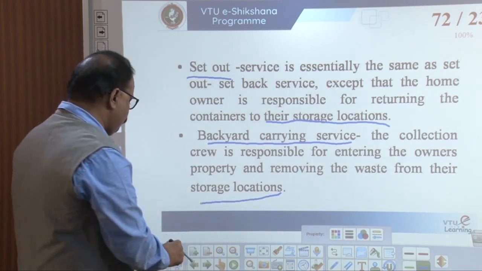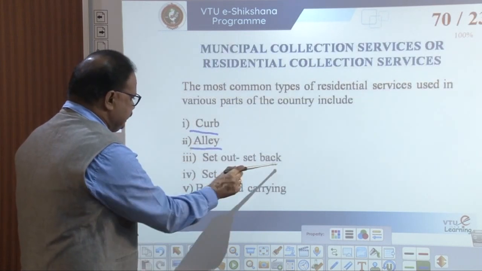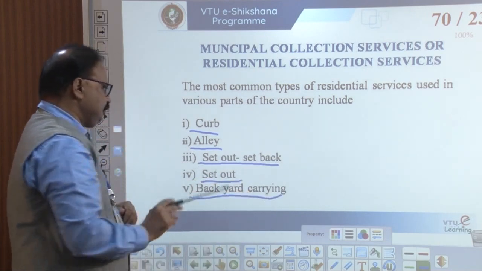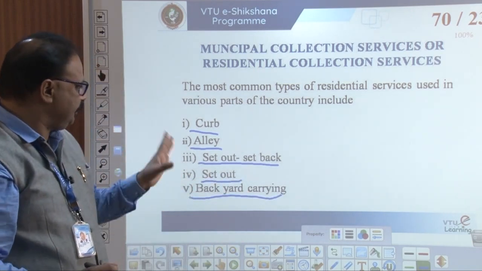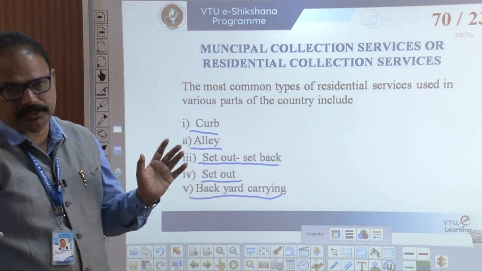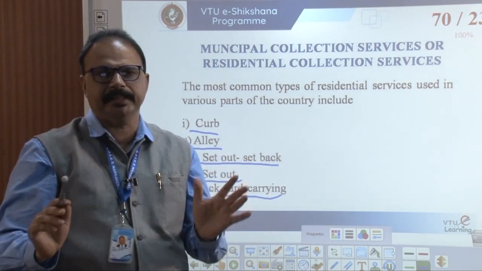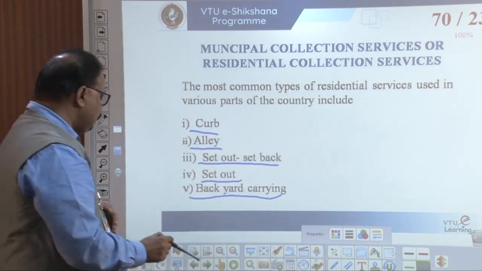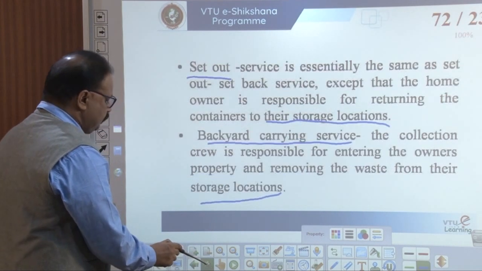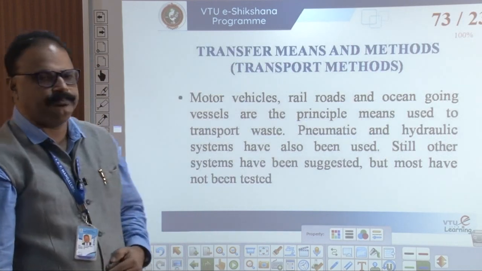These are the types: curb, alley, set back, set out, and backyard carrying system. This is very important. One by one I will explain what is curb, what is alley, what is set out, set back, and backyard carrying. Now we go for this one. I already explained this. Now the transfer station and method.